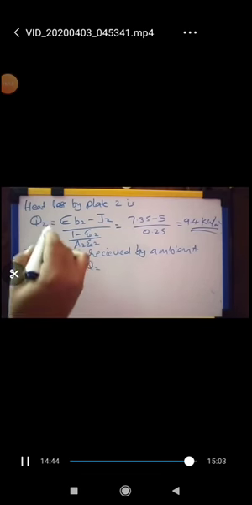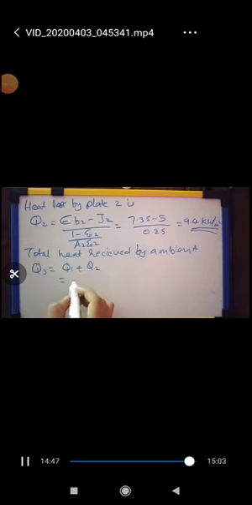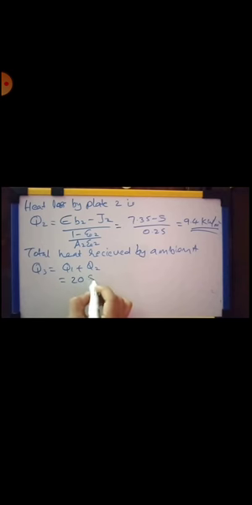Then the total heat received by the ambient Q3 is equal to Q1 plus Q2, that is 20.88 plus 9.4, which is equal to 30.28 kilowatt per meter square. This is the answer.